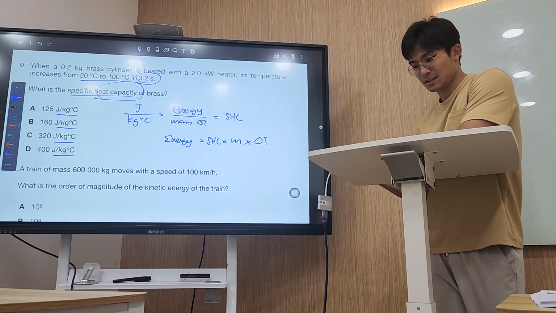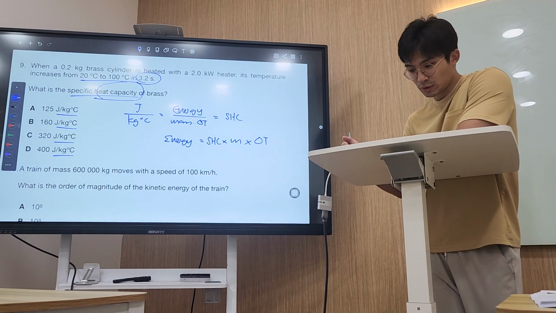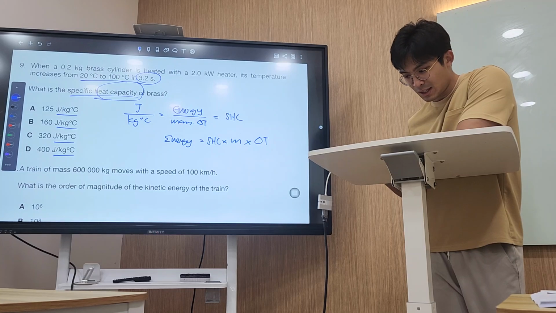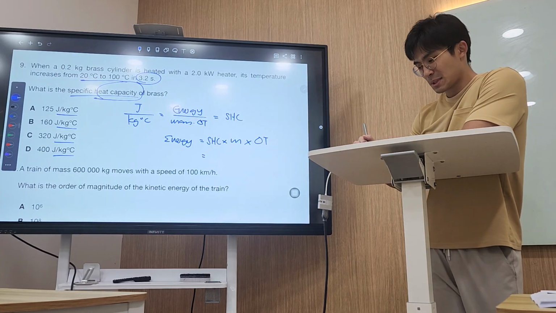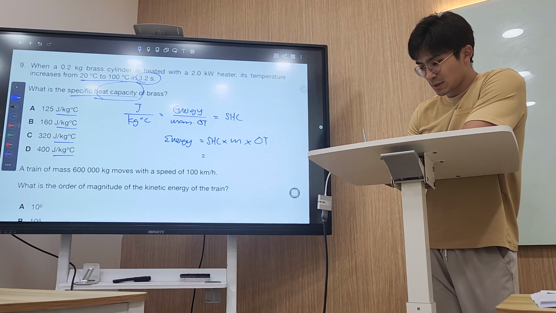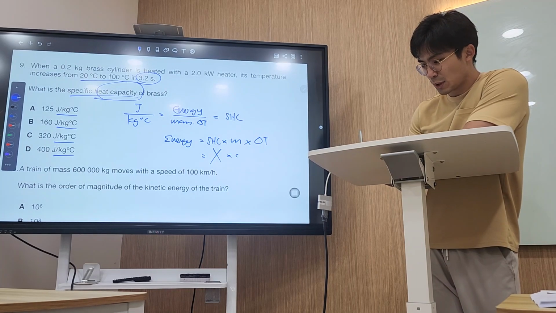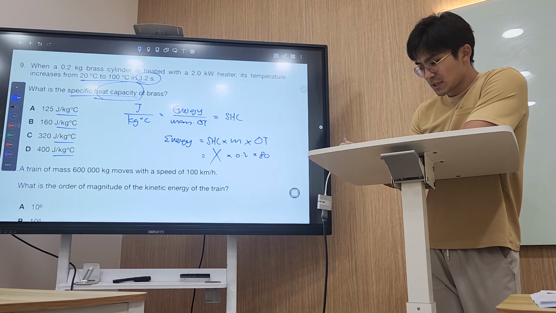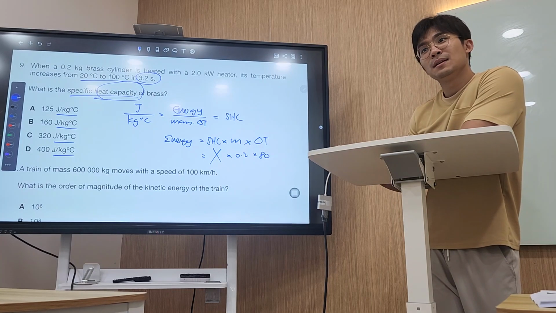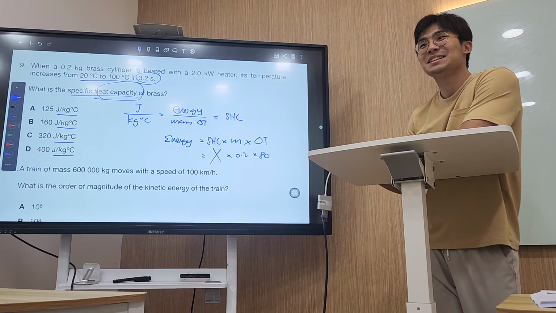0.2 times 80. So on the right side, your specific heat capacity is your unknown, so I'll just put it as big X. 0.2 kg. What else? Times 80. Very good. What's on the left side? Energy. Thank you.